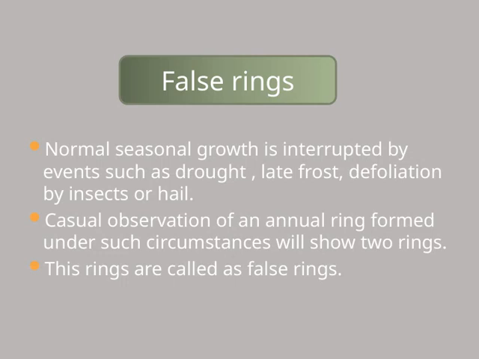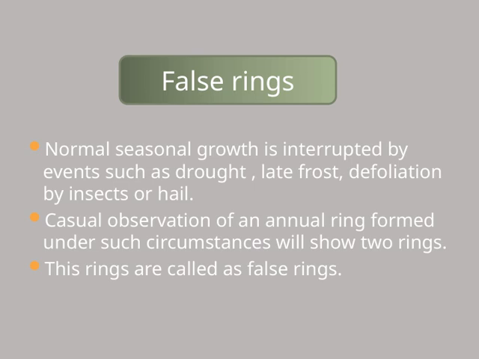Normal seasonal growth is usually a steady and predictable process, but it can be interrupted by various environmental events. Things like drought, late frost, defoliation caused by insects, or hail can all disrupt this growth. When we look at an annual ring formed under such stressful conditions, we often notice something interesting. There are actually two rings visible. These are what we call false rings.